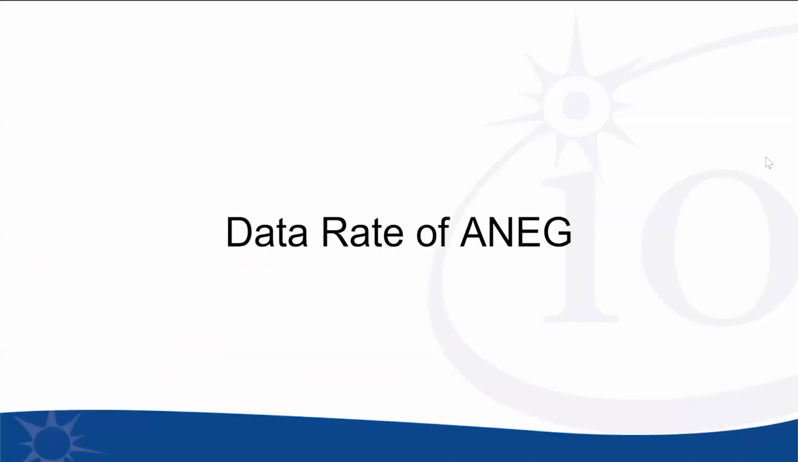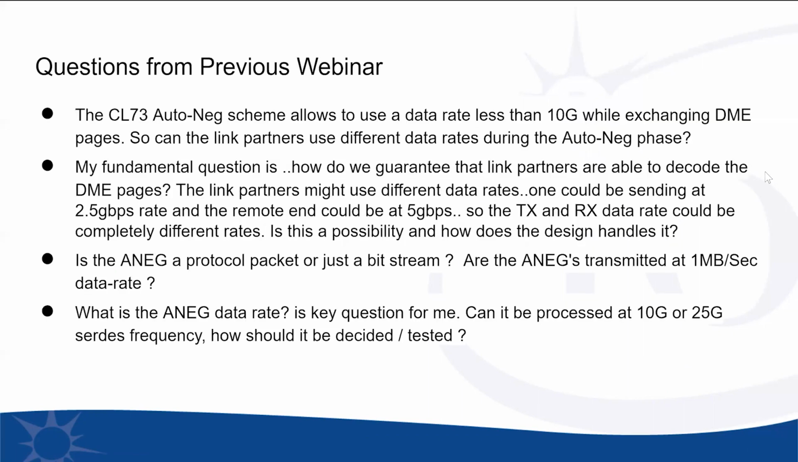From here, last time we did have quite a few questions on the data rate of ANEG and how you would establish a link if you're allowed to transmit at multiple different ANEG speeds or multiple different line rates with the ANEG abilities. So I'm just going to try and clear up some of those questions. Just for convenience, I did take the summarized and slightly modified versions of the questions that we got on the previous webinar, as well as from the registration for this one.